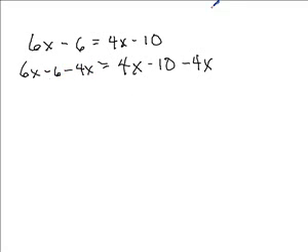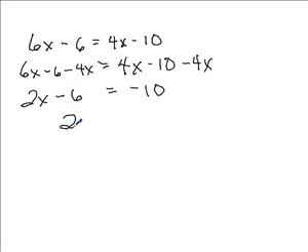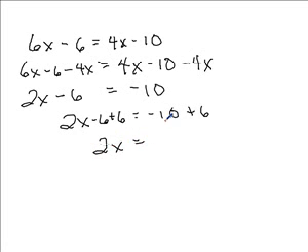Okay, now I've got just negative 10 left over here, and because I've got 6x and then a minus 4x over here, I can combine those like terms into 2x minus 6. Now I've got to deal with this minus 6, and so I'm going to take 2x minus 6 plus 6 equals negative 10 plus 6. Same thing on both sides. I end up with 2x equals negative 10 plus 6, which would be negative 4.